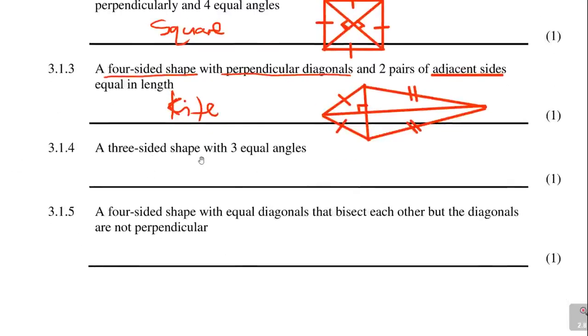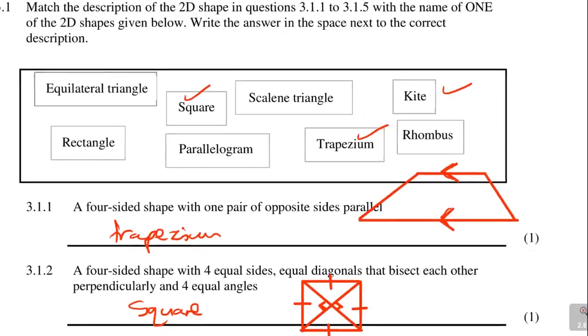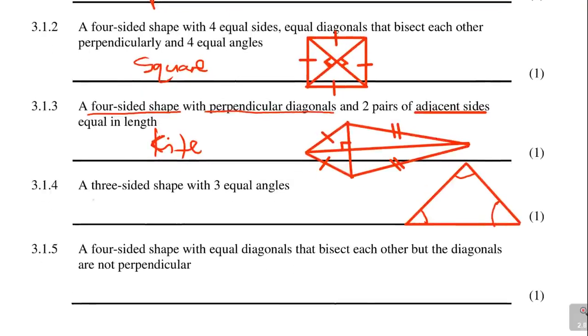A 3-sided shape with equal angles. This one I don't think is difficult. There it is, a 3-sided shape like this with equal angles. So remember, it says this angle is equal to that angle equal to that angle. What do you call that? You call this an equilateral triangle. There it is. Right. So here we call it the equilateral triangle.